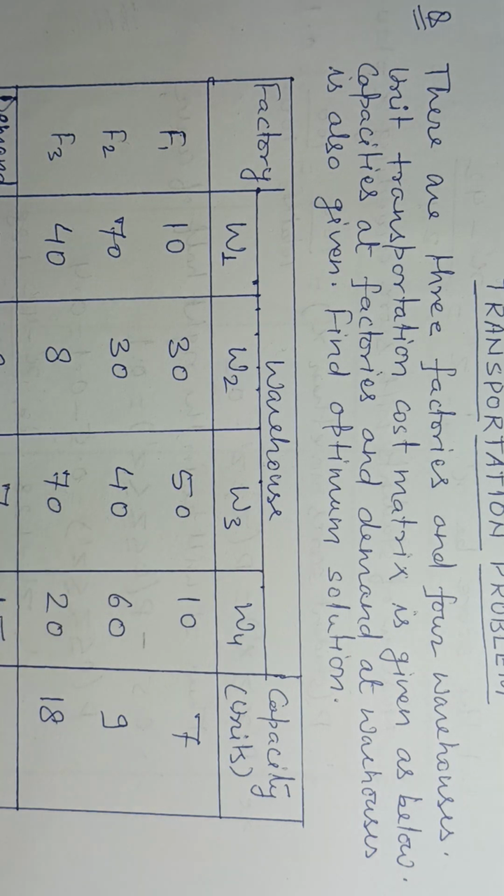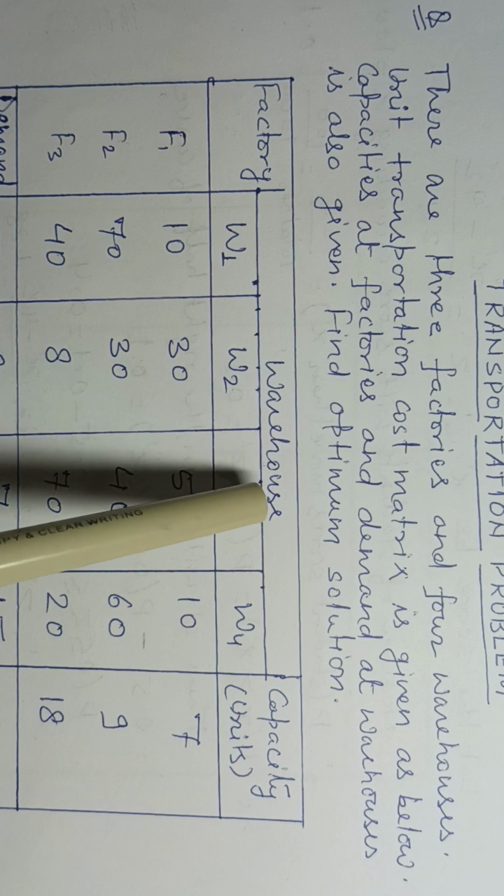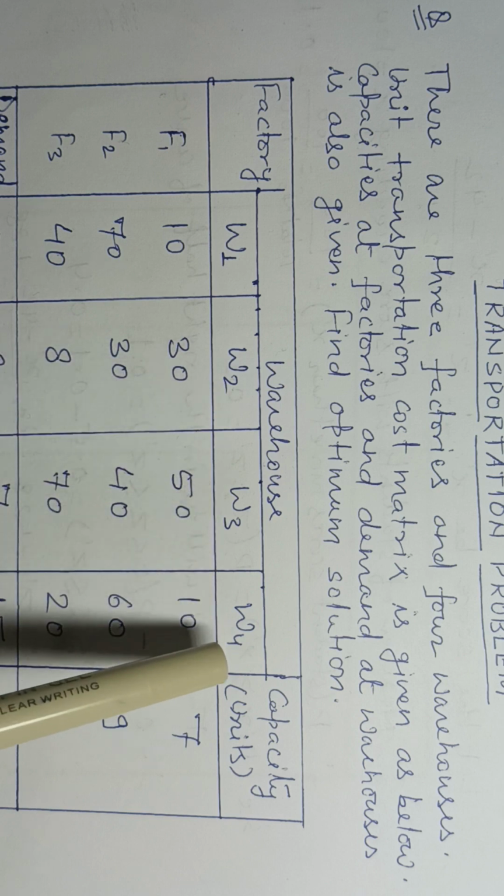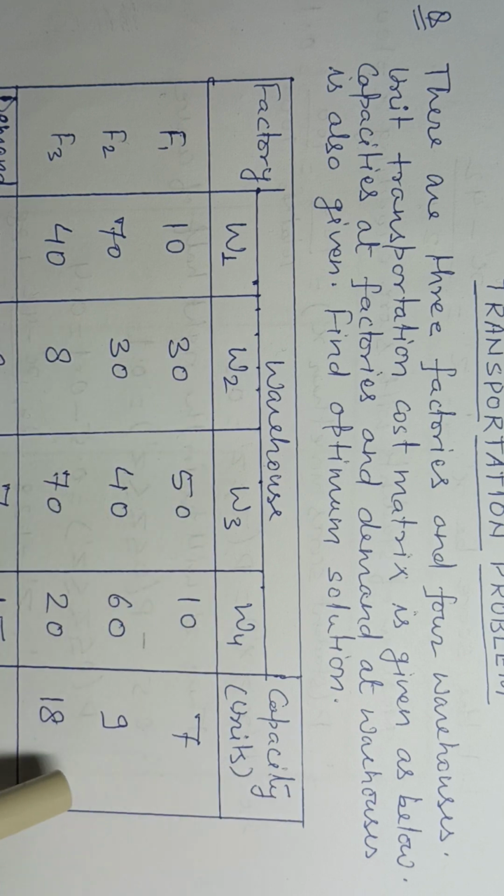So first, for this problem, we will go for finding initial basic feasible solution with VAM method, and after that, after getting the initial basic feasible solution, we will use MODI method to find optimum solution. Here factory and warehouses, factory F1, F2, F3, then warehouse W1, W2, W3 and W4, then capacity is given, and here demand is given.